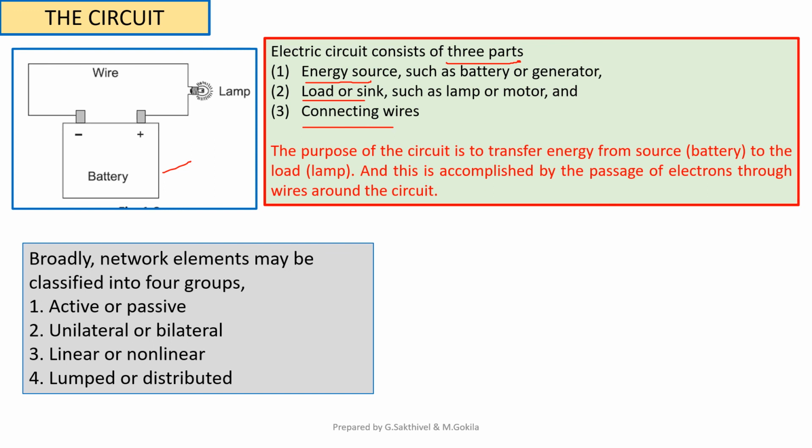In the electrical circuit, the networks or elements are classified into four groups. One is active or passive element, second one is unilateral or bilateral element, third one is linear or non-linear element, and the fourth one is lumped or distributed element.